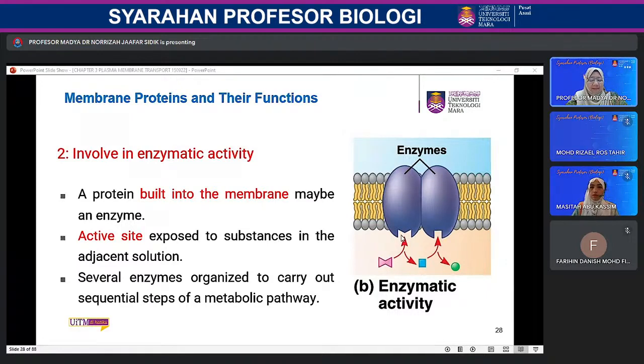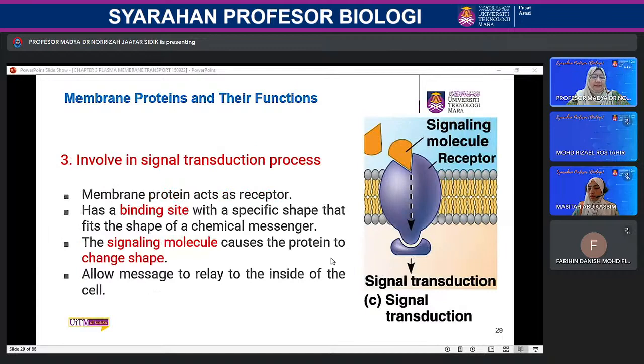This type of enzymatic membrane protein can carry out steps in a particular metabolic pathway, for example, the breakdown of lactose. So they can break down lactose, the disaccharide, into glucose and galactose, the monosaccharides. Another function of the membrane protein is involvement in the signal transduction process.